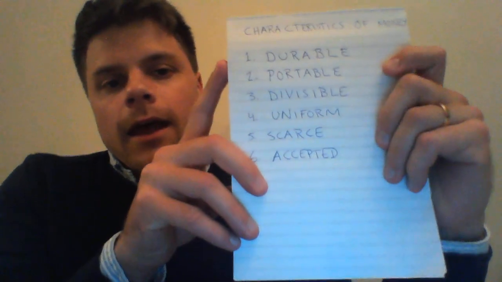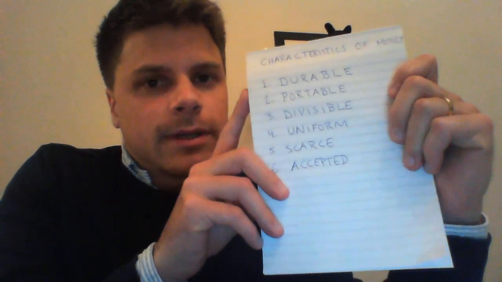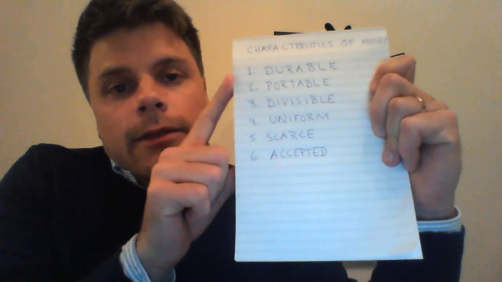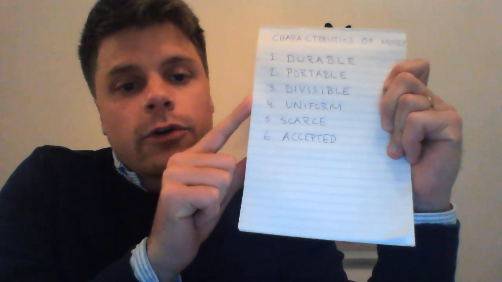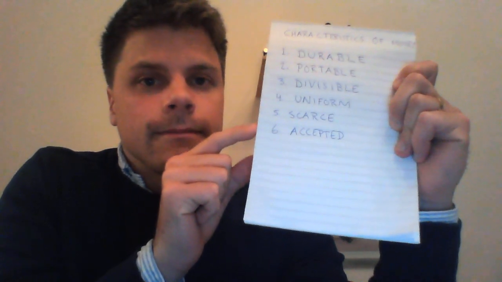This is the third episode and today is probably the most exciting so far, because today I'm gonna talk about money. And I'm gonna focus on one of the many characteristics of money. But before we start, I wanna walk you through them all. So this is how I define money, I should be clear on that. Money should be durable, portable, divisible, uniform, scarce, and accepted.